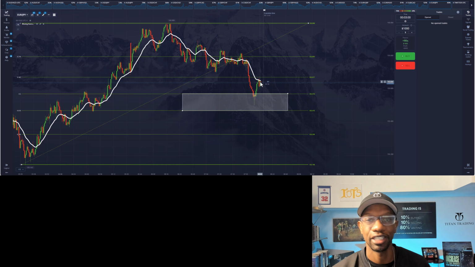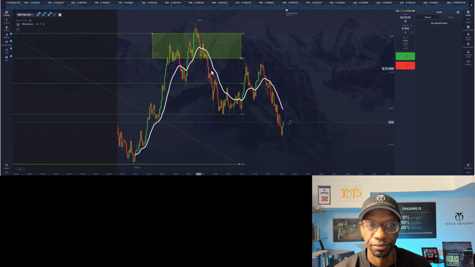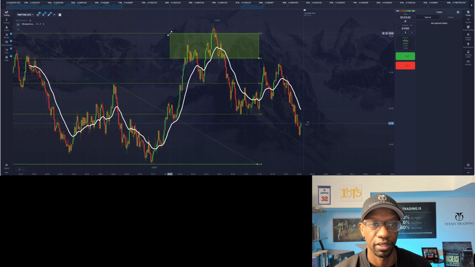It almost did it. It just couldn't get through there. If it had closed up higher, I would have taken it. It was close. It just couldn't quite get there. But when you can get an entry zone like this, let me turn this white too.